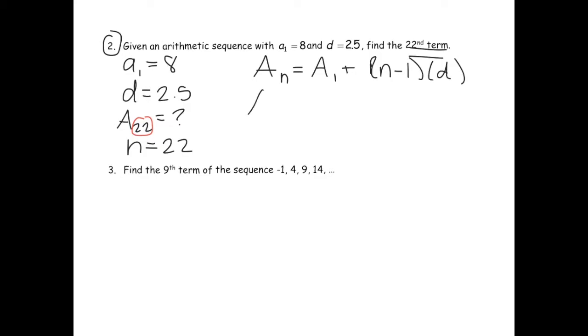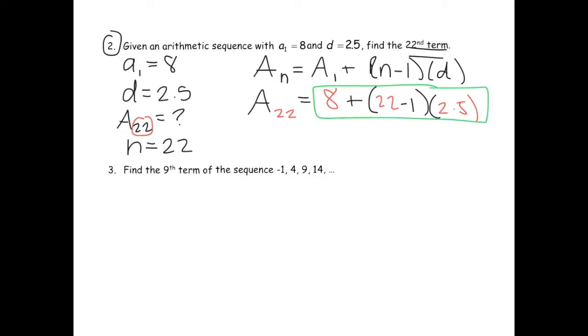So a sub n, we know n is 22, is equal to a sub 1, we know is 8, plus n, which is 22, minus 1, and we're going to multiply by our common difference of 2.5. So guys, you're just going to enter this into the calculator exactly as it is shown. So the value of a sub 22 is equal to 60.5. This is the 22nd term in the list, 60.5.